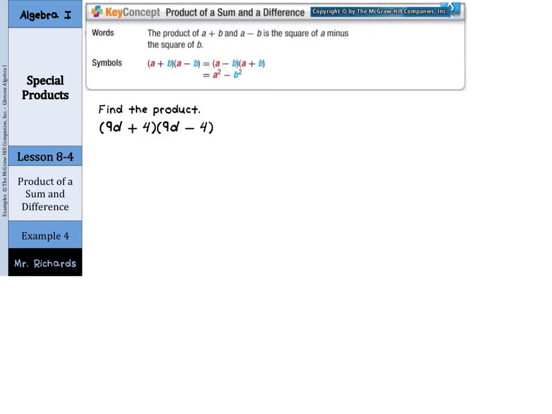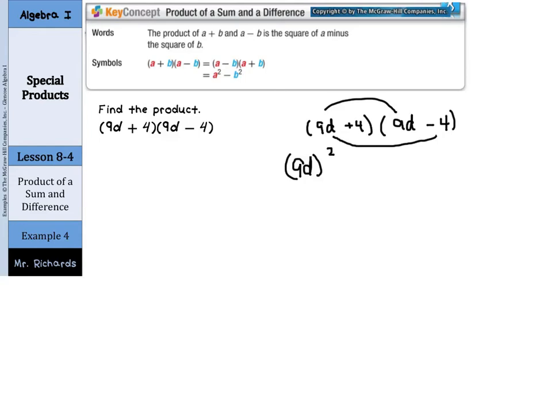Our last example in our special products lesson is the product of a sum and a difference. Well, we have 9d plus 4 and then 9d minus 4. And something kind of cool happens here. If we look at this before we apply the rule, if we multiply 9d plus 4 by 9d minus 4, our first, for our FOIL, would be 9d times 9d, which is just 9d squared. And a neat thing happens with our outer and our inners here. Our outer would be plus 9d times negative 4, and our inner would be just 4 times 9d. And now for our last would be plus 4 times negative 4.